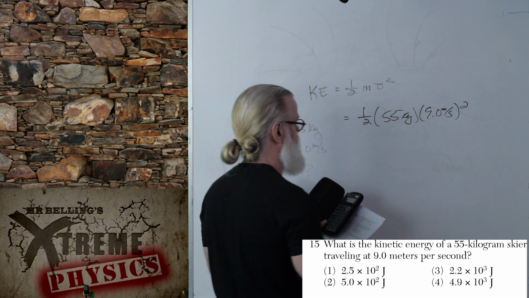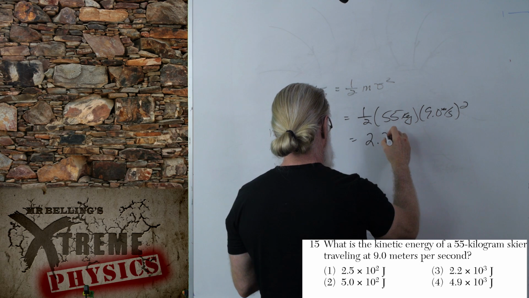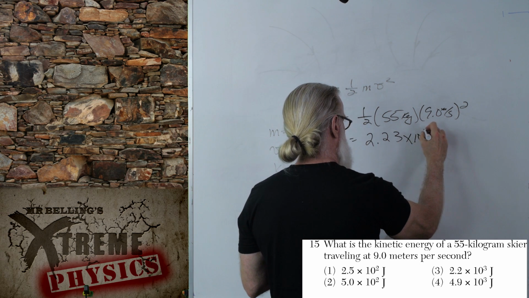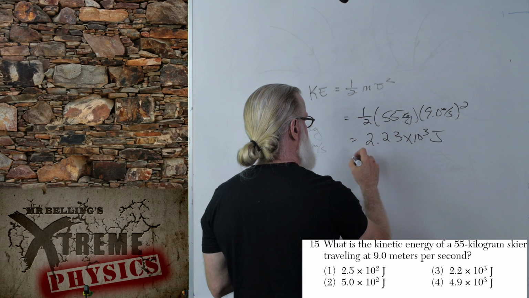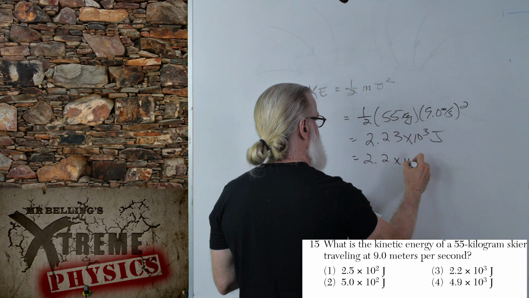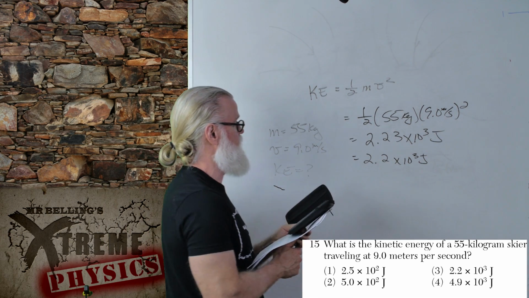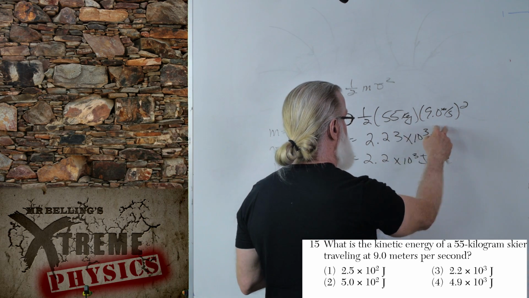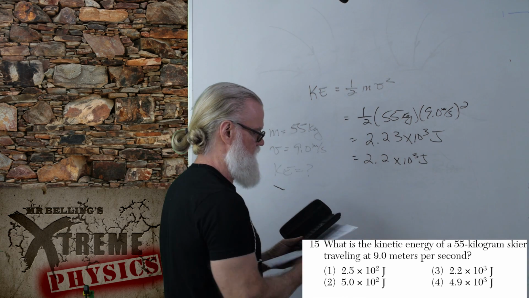So the answer is 3. I got 2.23 times 10 to the third joules. Actually, I should only have 2 significant figures, times 10 to the 3. When in doubt, give 3 significant figures. Never give 1. Looks like we have 2 and 2. That is infinite precision. I guess the answer is 3.